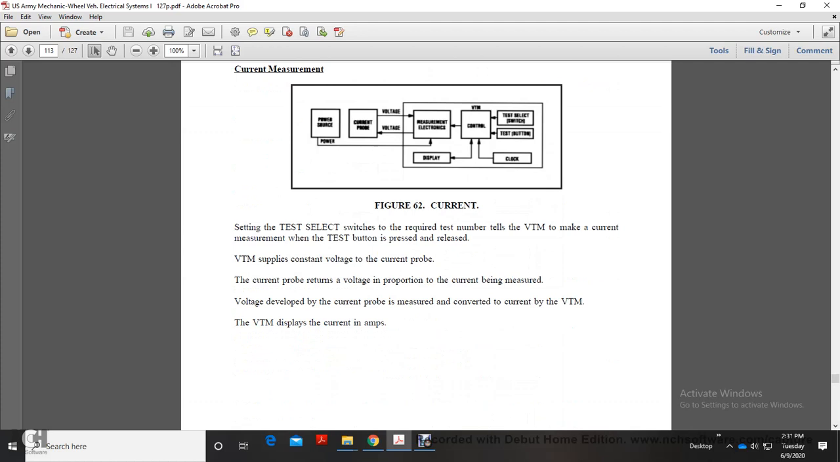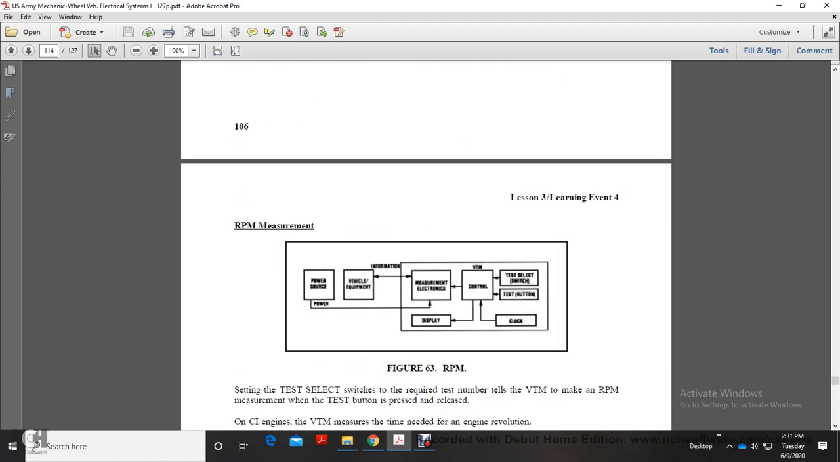Current measurement. Setting the test switches with the required test number of the vehicle test meter, the current measurement is made when the test button switch is pressed and released. The vehicle test meter supplies constant voltage to the current probe. The current probe returns a voltage proportional to the current being measured. The voltage developed in the current probe is measured and converted to current by the voltage test meter. The voltage test meter displays the current in amps.